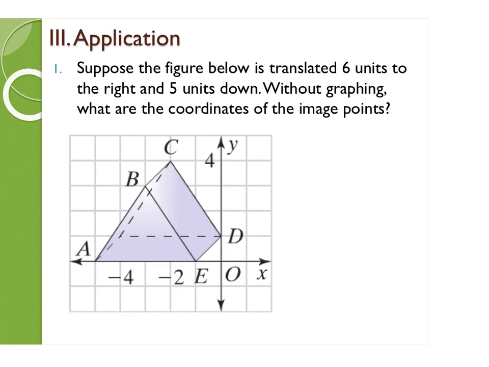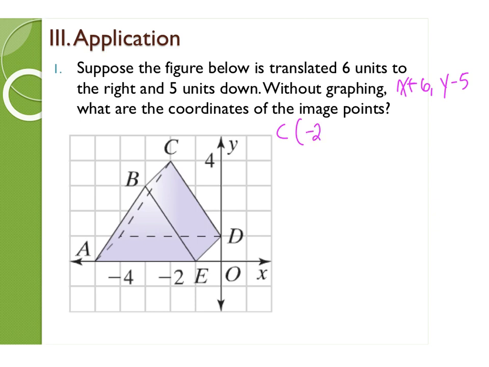Section 3, application. Suppose the figure below is translated 6 units to the right and 5 units down. Without graphing, what are the coordinates of the image points? Okay, so I know that I'm going to go to the right, so my rule will be X plus 6 and then Y minus 5. Okay, and look at C. Do C first.